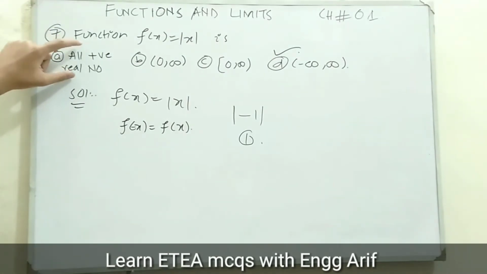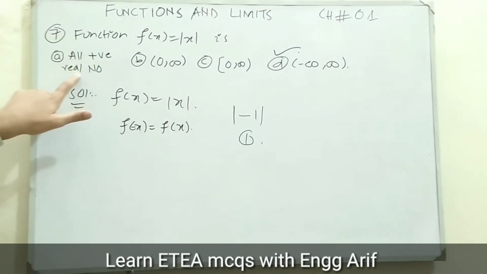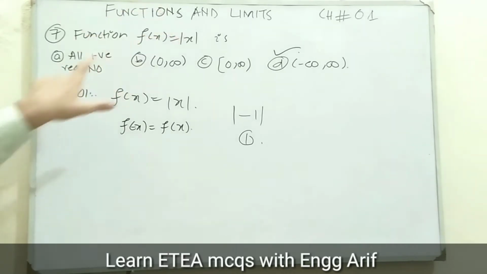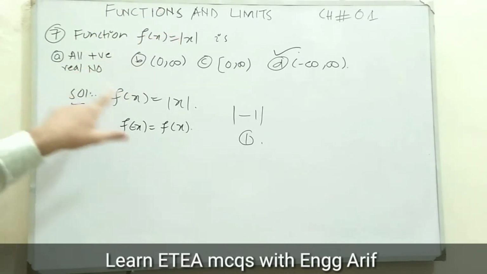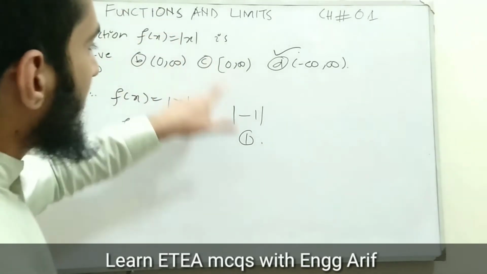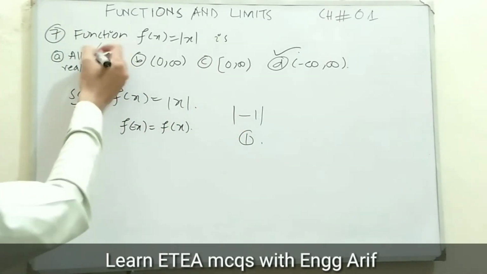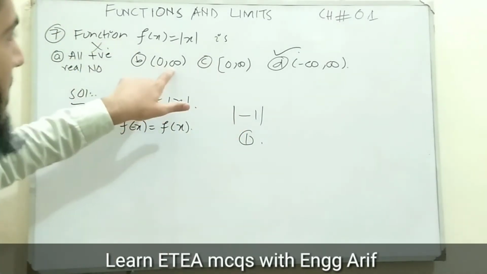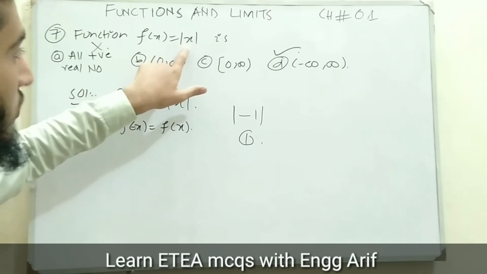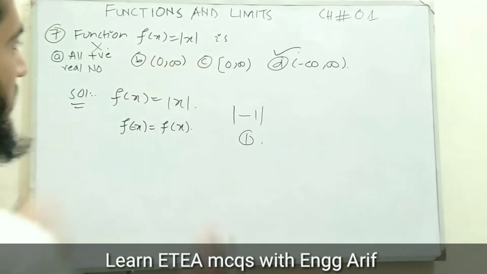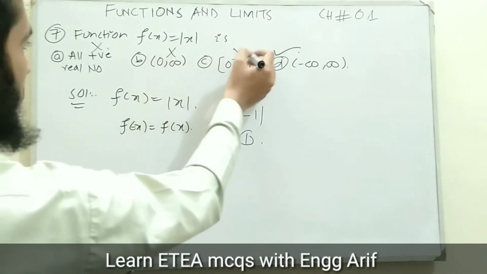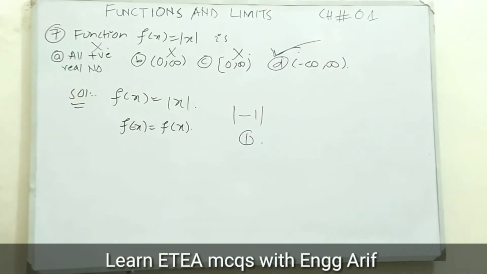Why is option A not correct? Because "all positive real numbers" means that this function is defined just for positive real numbers, not for negative. Since we know that it is also defined for negative values, this option is wrong. Next, 0 to infinity means it is defined for positive real values, but we know it is also defined for negative real values, so this is also incorrect, and this is also incorrect. Our correct option is option D.